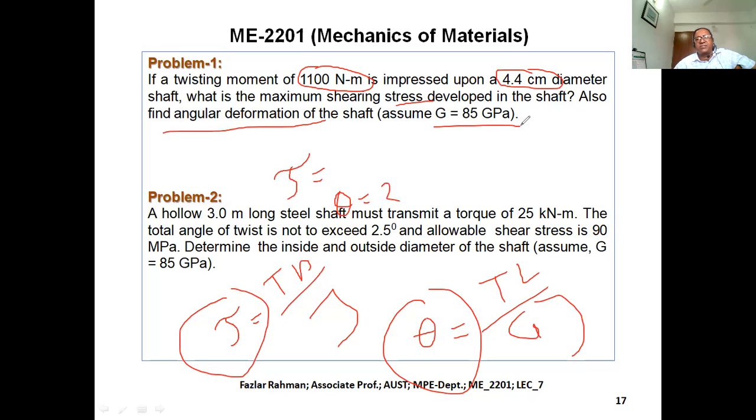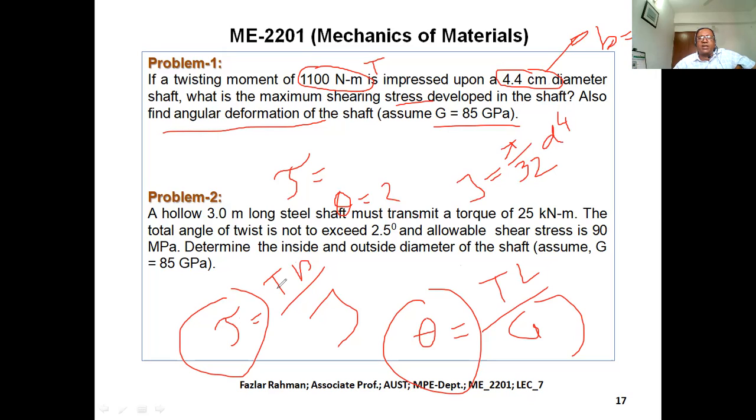They like to know. What is given? G value is given. So what is this one? This one is T. And this one, diameter of shaft, is given. So easily we can figure out value of R. R equal to D by 2, then 4.4 you convert in meter divided by 2. How we can figure out the J? For circular cross section, J equal to pi by 32 into D to the power 4. So easily you can figure out the J. You can figure out then tau.